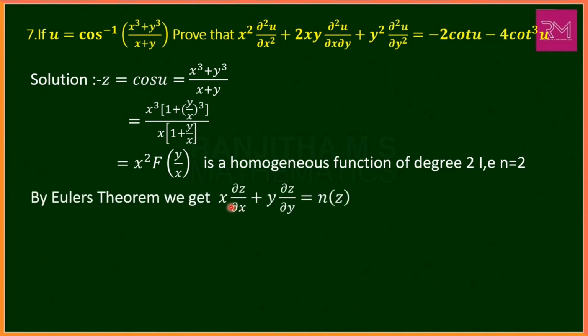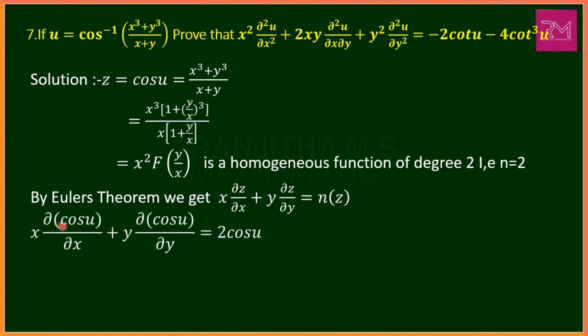Therefore, by Euler's theorem, we get x into del z by del x plus y into del z by del y, which is equal to n into z. Substituting z value and n value, we get x into del of cos u by del x plus y into del of cos u by del y, which is equal to 2 cos u, where n is 2, z is cos u. Next, we have to differentiate cos u with respect to x and with respect to y partially. We get x into minus sin u into del u by del x plus y into minus sin u into del u by del y, which is equal to 2 cos u as it is.